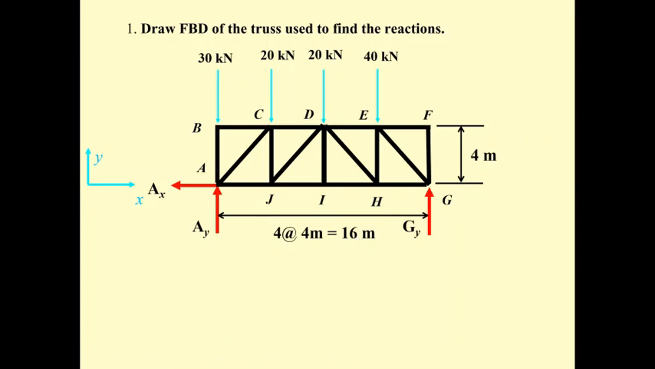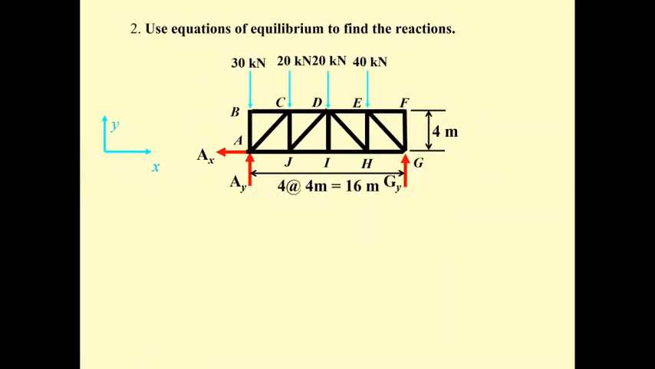And then we use the equations of equilibrium. Just take the moment at A, so the A sub y and A sub x are eliminated from the equation of summation of moment at A. So we have counterclockwise as positive, so G sub y times 16 is positive.